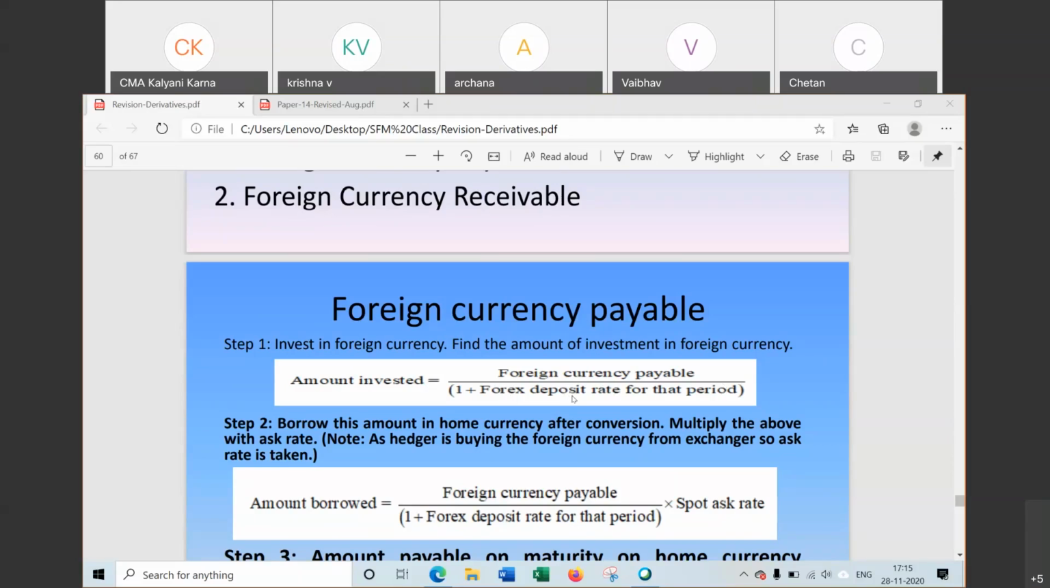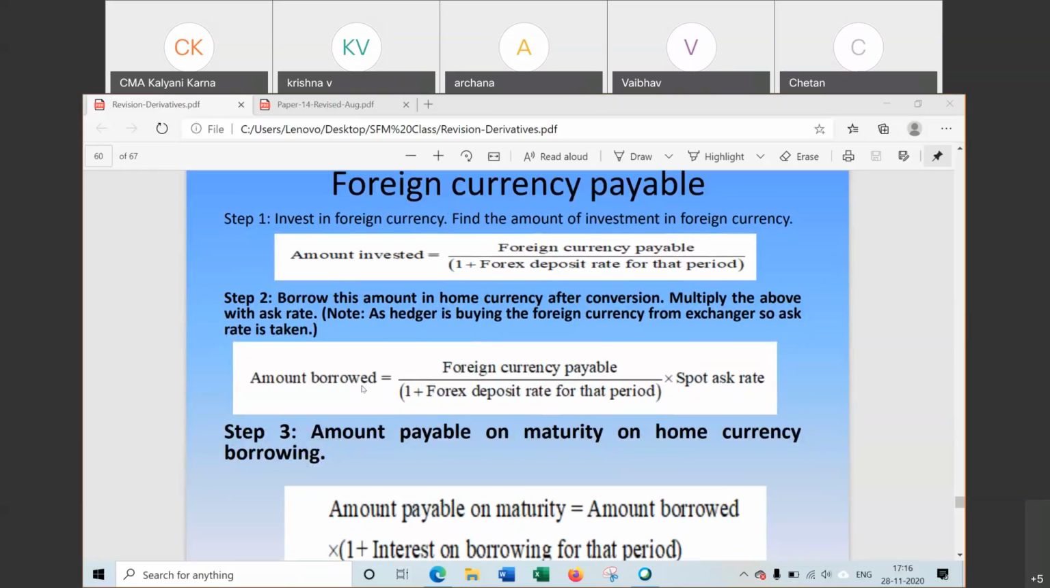Suppose you are given forex deposit rate 9% per annum and foreign currency payable is for 3 months only, so be careful to find interest rate. Convert 9% for 3 months: 9% is for 12 months, so for 3 months how much will it be? So take that deposit rate for that period only. Amount invested, foreign currency payable divided by 1 plus forex deposit rate.